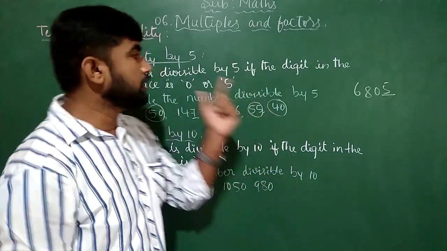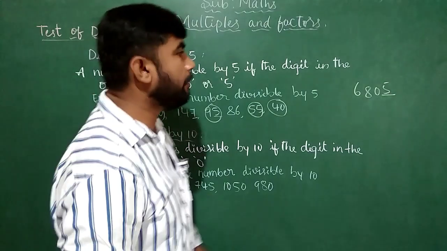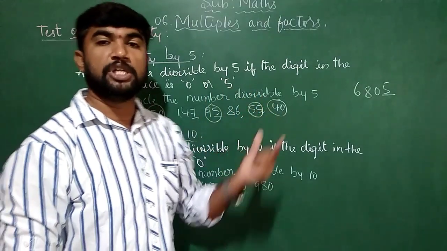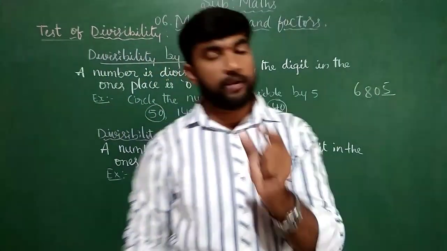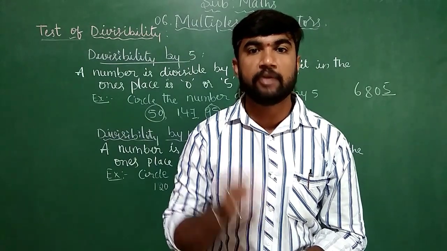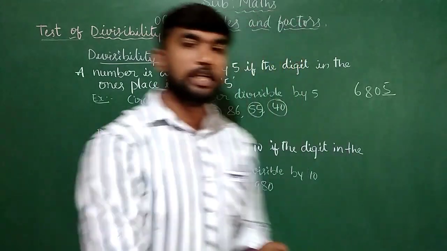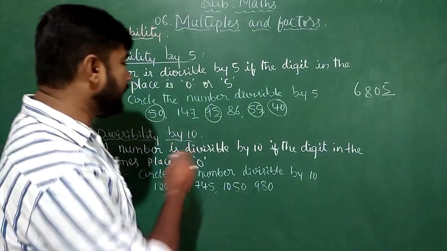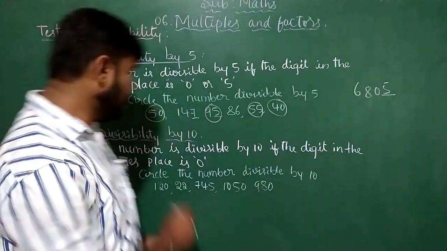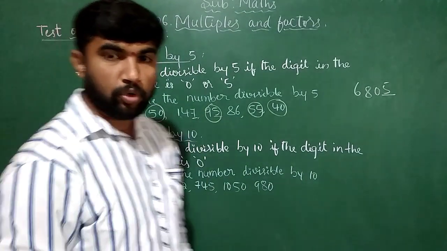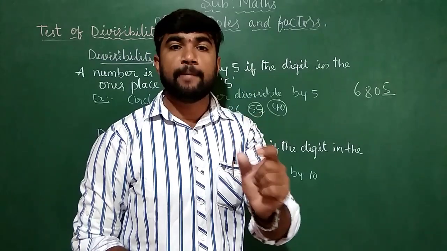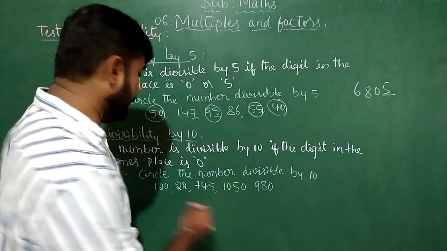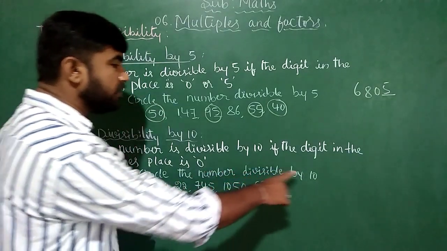Why? Because the definition says a number is divisible by 5 if the digit in the ones place is 0 or 5. If either 0 or 5 is present in the ones place, then the number is exactly divisible by 5. In the next topic, divisibility by 10, the definition is: a number is divisible by 10 if the digit in the ones place is 0. If 0 is present in the ones place, then the number is exactly divisible by 10. Here, circle the numbers divisible by 10.